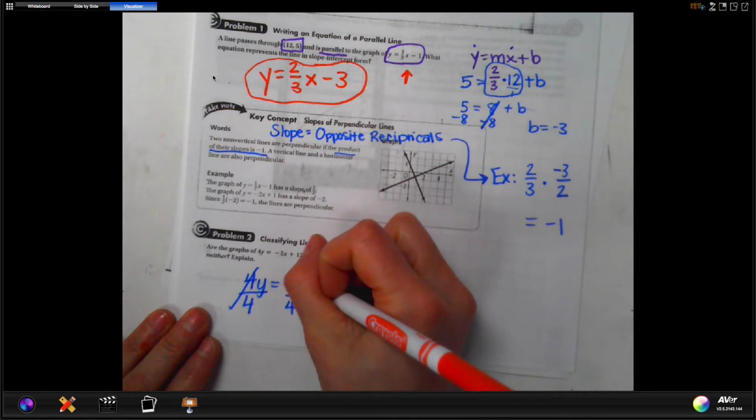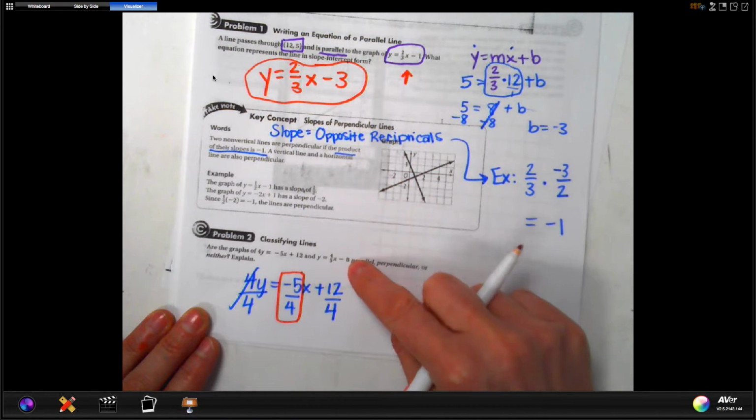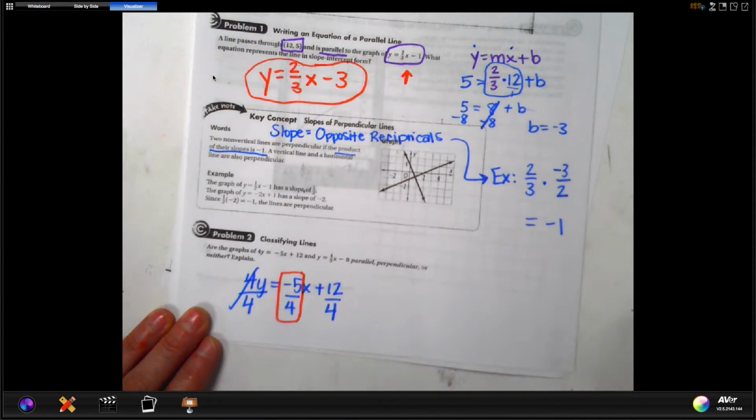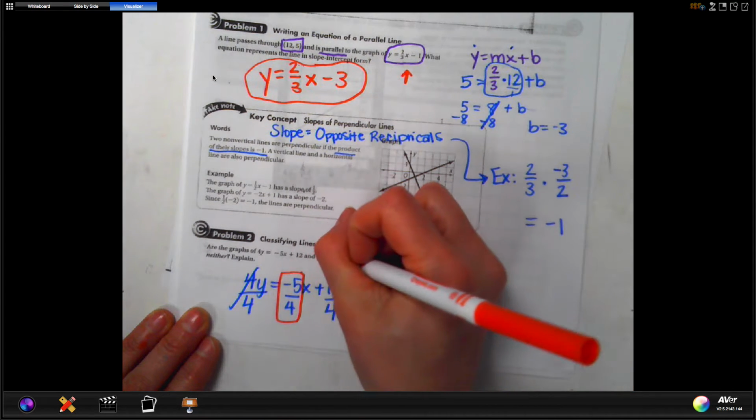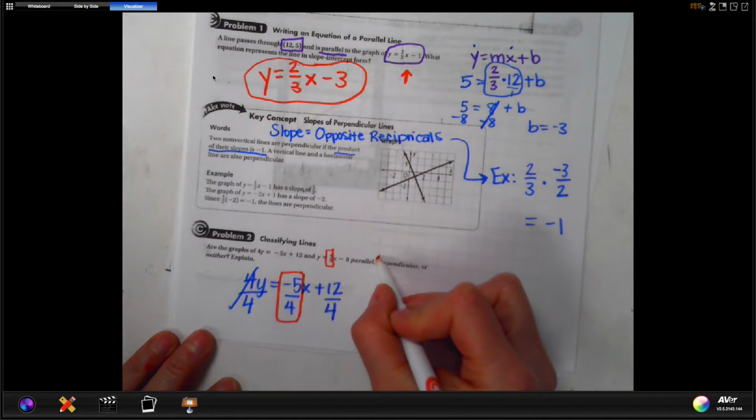-5 over 4. This is the slope of this line. What's the slope of the other one listed? 4/5. Are those opposite reciprocals? Yes. They are, so that makes them perpendicular.